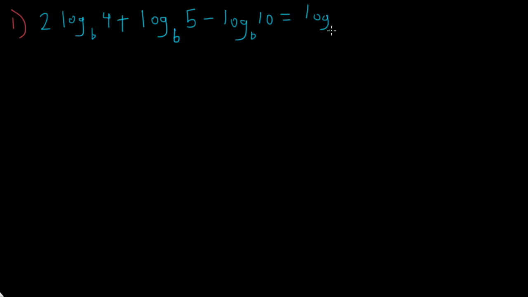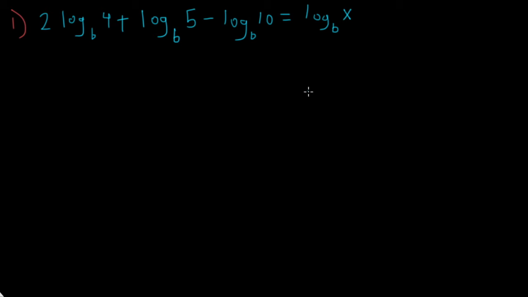So let's say we have something like 2 log B4 plus log B5 minus log B10 is equal to log B of x. Okay? See if you can simplify this, and if you can, see if you can figure out what x is going to be. We haven't quite gone over the property, but you might be able to figure it out.